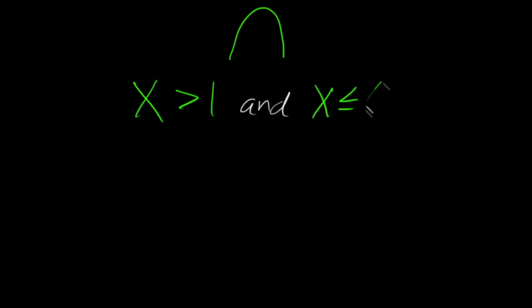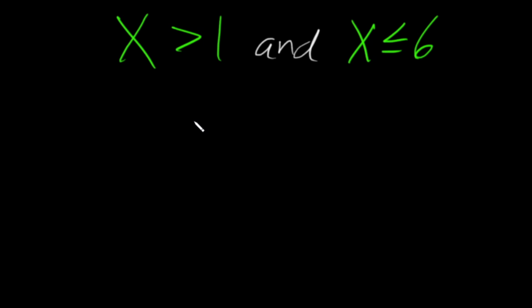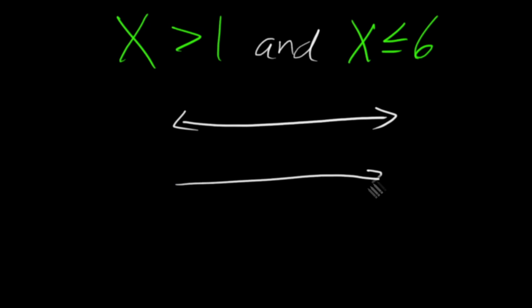Along with the U representing union, which joins two sets together, there's also intersection, which is represented by an upside down U, like this. Think of the intersection as the overlap between the two sets. For example, let's say x is greater than 1 and x is less than or equal to 6. To help visualize this, let's draw two number lines, one just above the other.